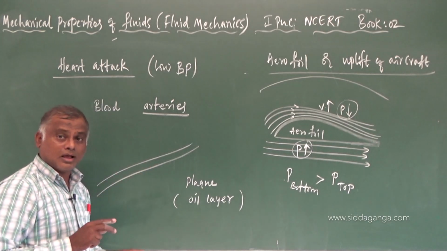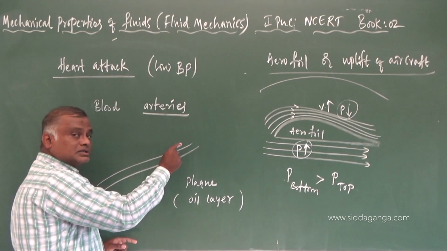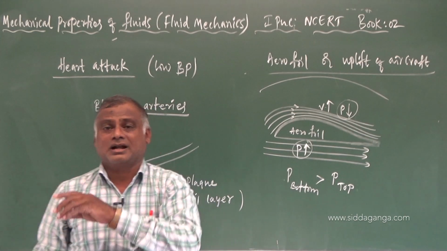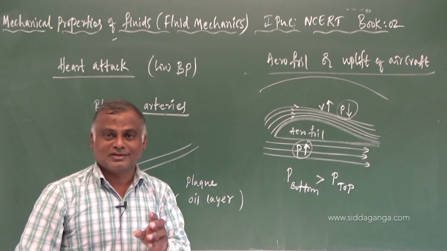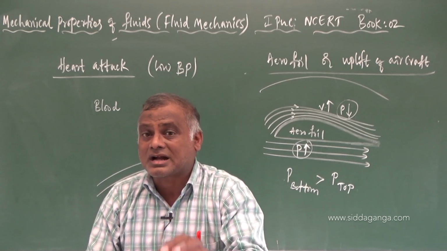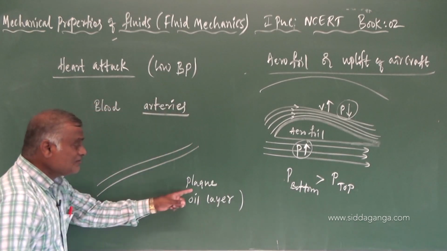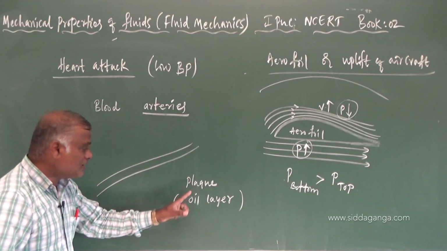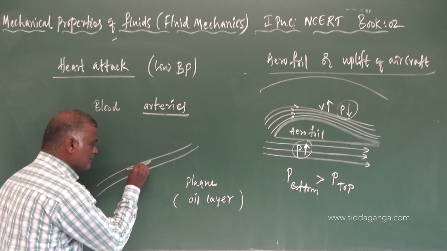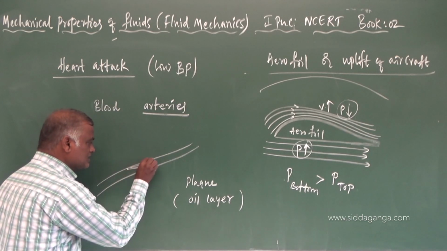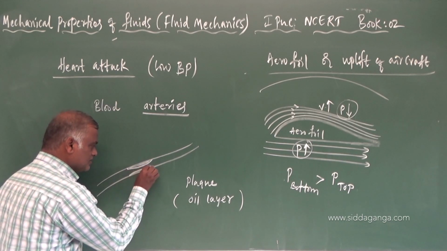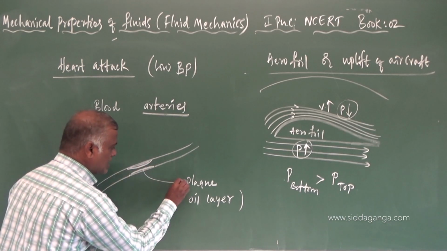Through these arteries, if the flow of blood is constricted, the flow of blood is constricted because of a plaque, because of oil content. Let us say there is some plaque here. This is making the problems. This we can call a plaque.